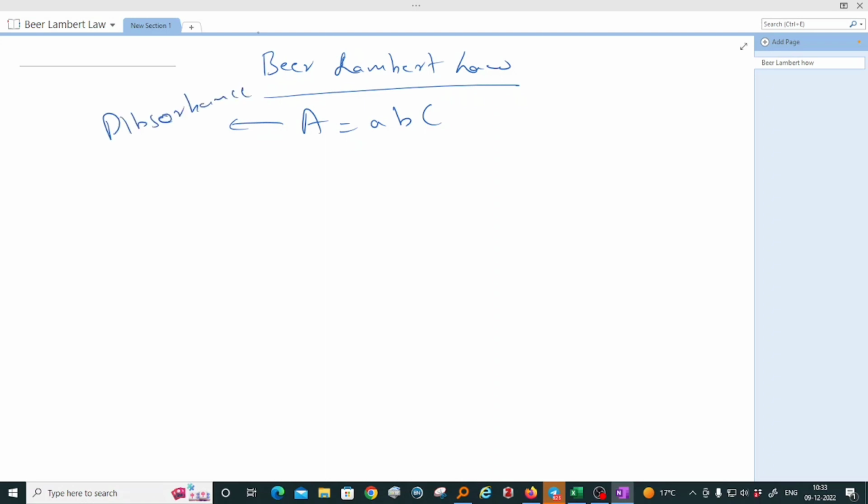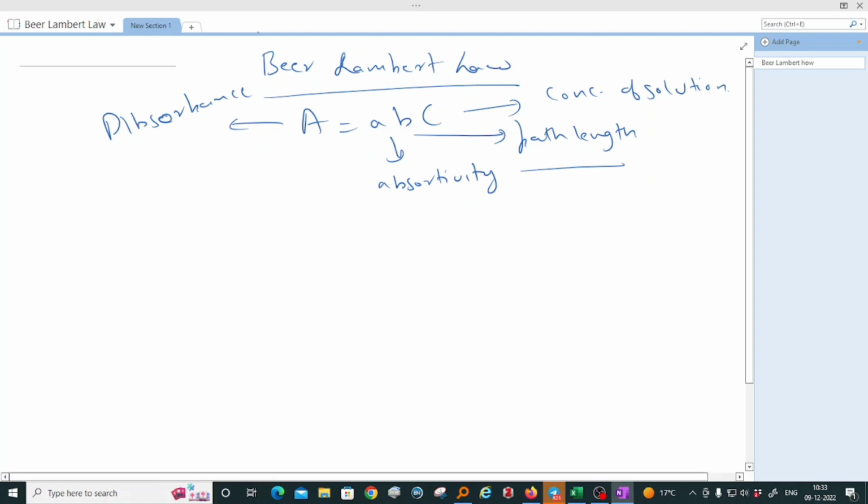A is the absorbance by analyte in the solution. a is the absorptivity, और b आपका पाथ लेंथ होता है। पाथ लेंथ मीन्स डिस्टेंस ट्रेवल्ड बाय द लाइट इनसाइड द सैंपल, दैट इज पाथ लेंथ, एंड c the concentration of solution.